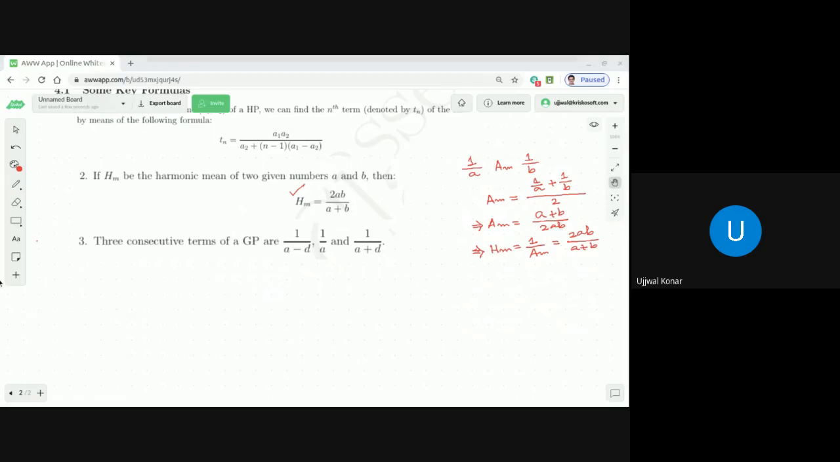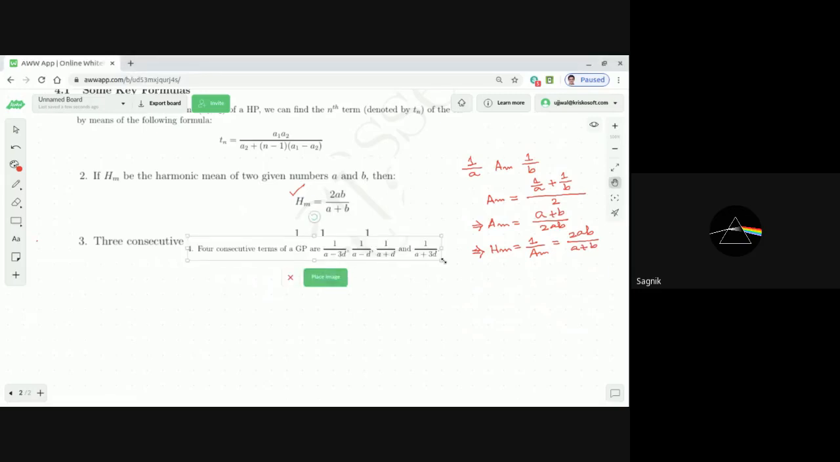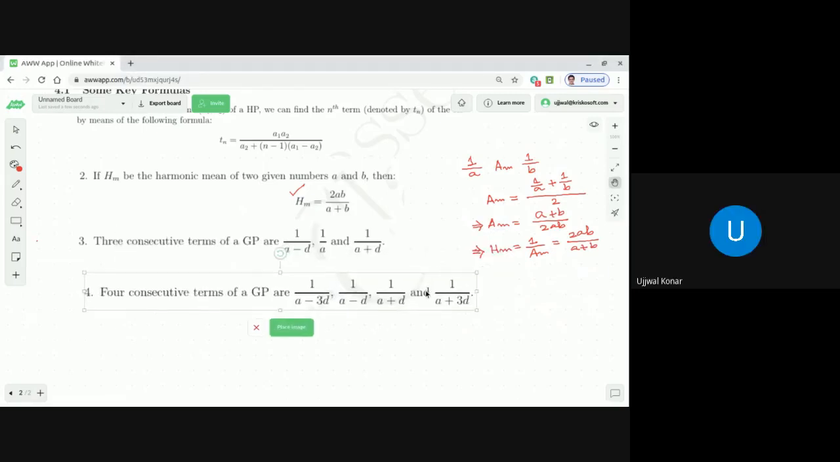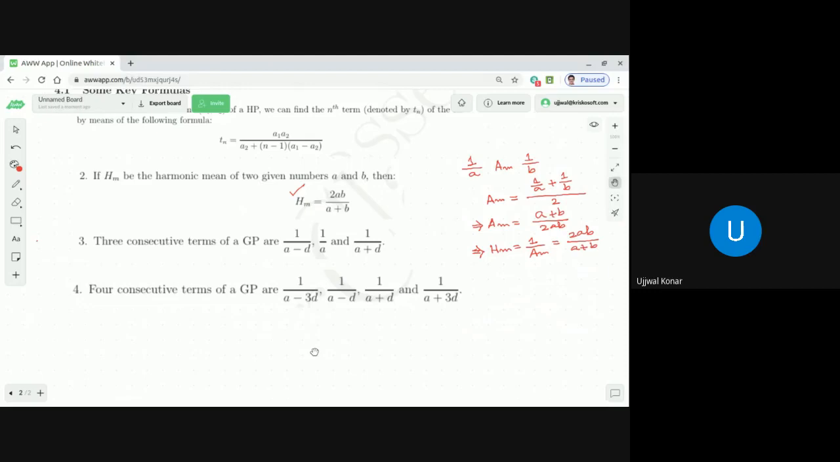Now you need to choose 4 consecutive terms of an HP. What will you prefer to choose? Can anyone answer this? Vivansu, Disha, Srijita, Sagnik. 1 by a minus 3d, 1 by a minus d, 1 by a plus d, and 1 by a plus 3d. Correct. Very well said. These are the 4 numbers we are going to choose: 1 by a minus 3d, 1 by a minus d, 1 by a plus d, and 1 by a plus 3d.